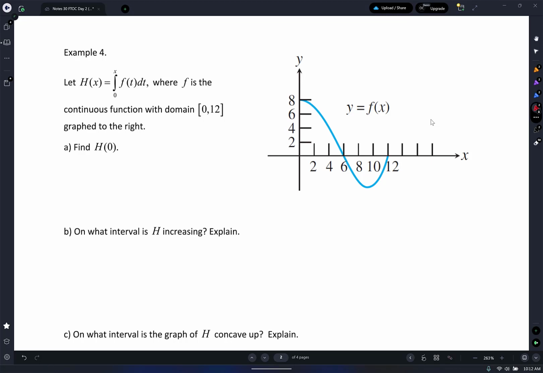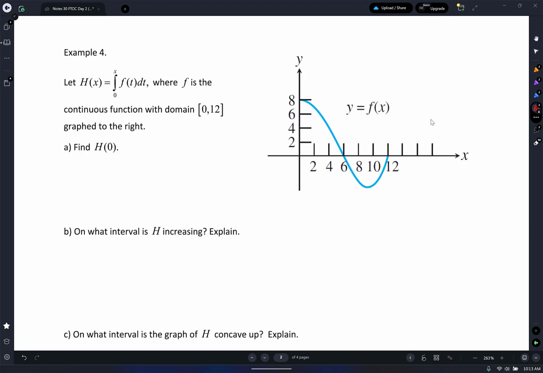Example 4. Let h of x equal the integral from 0 to x of f of t dt, where f is a continuous function with domain 0 to 12, graph to the right. I fixed it from the last notes. I made another one, so this one doesn't have the issues that the other one had. Find h of 0. It's pretty much the same question. I just changed the graph.